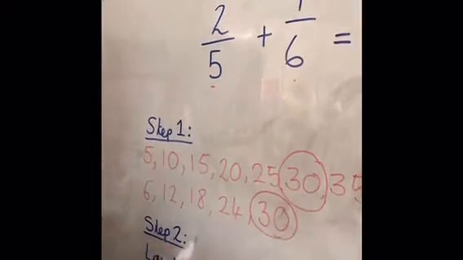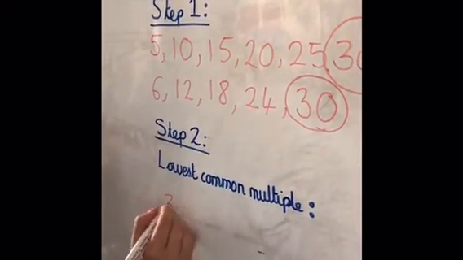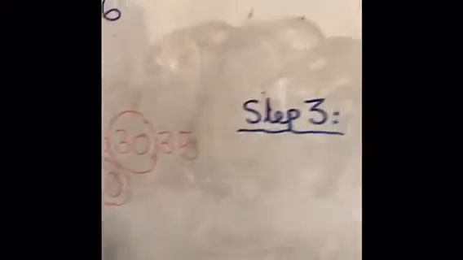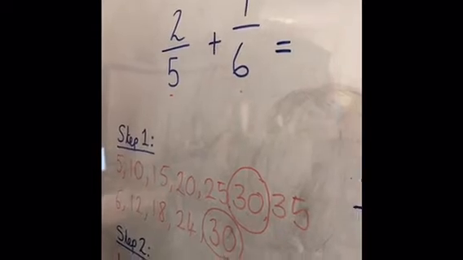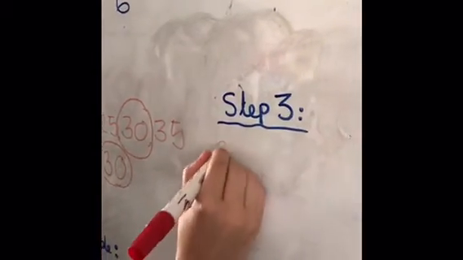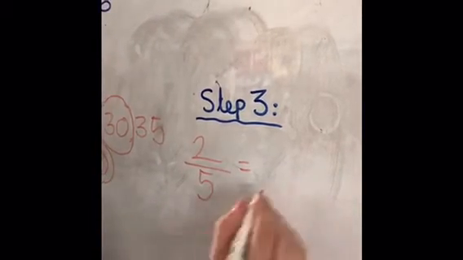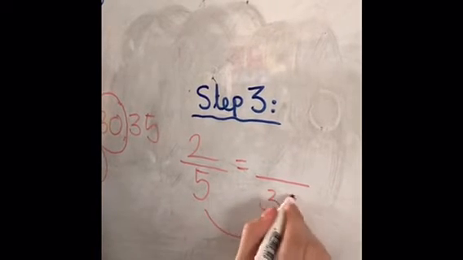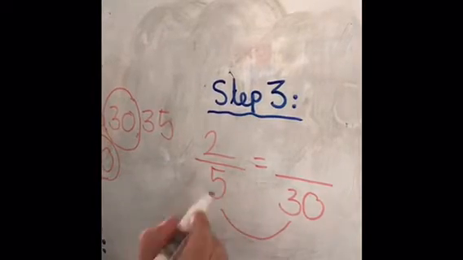And step 2 is to find the lowest common multiple, so she's just going to put a little note that 30 is our lowest common multiple. Okay, step 3, we now need to convert both of our fractions so that their denominator is the lowest common multiple, which is 30. So she's going to take 2/5 and turn the denominator into 30ths, and to get to 30 she needs to times 5 by 6.